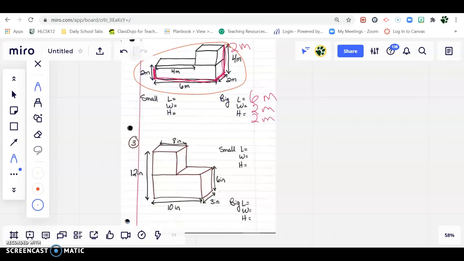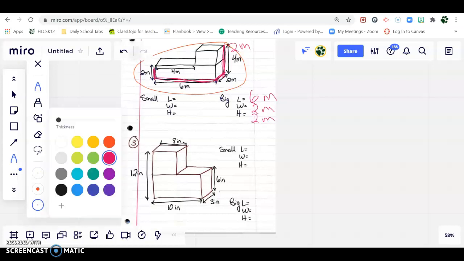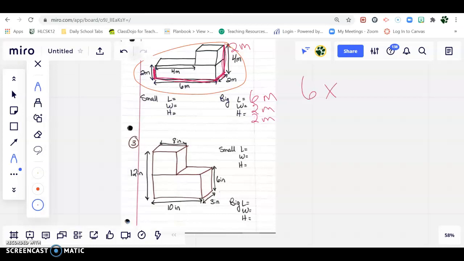All right, let's calculate the volume of that. So I have 6 times 2 times 2. 2 times 2 is 4. 6 times 4 is going to get me 24. So the volume of my large box is 24 meters squared. Okay.